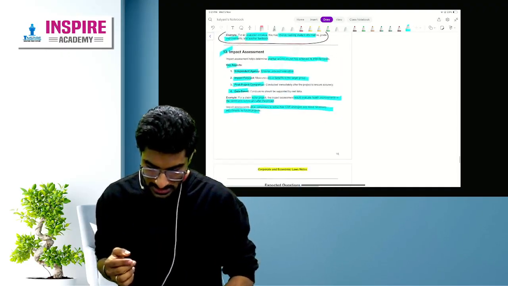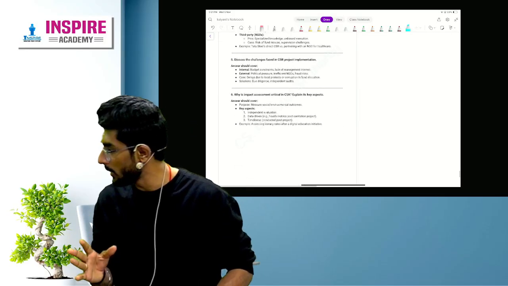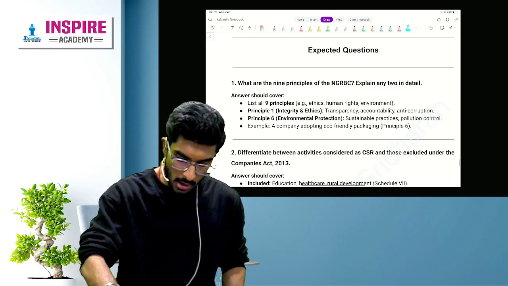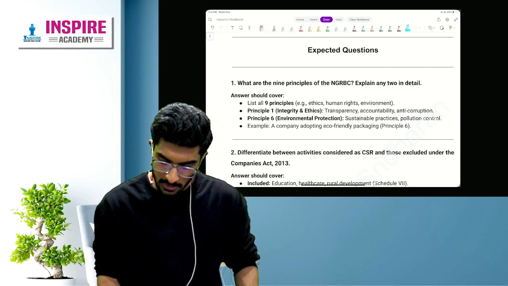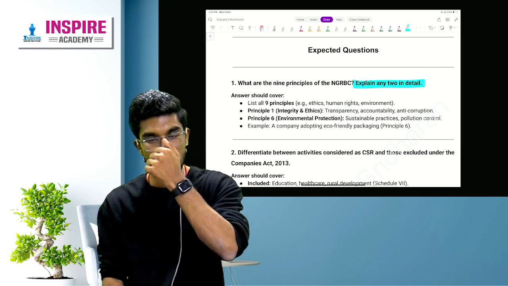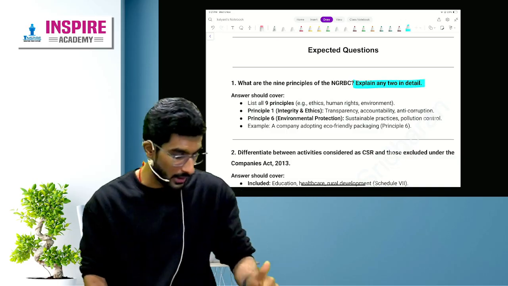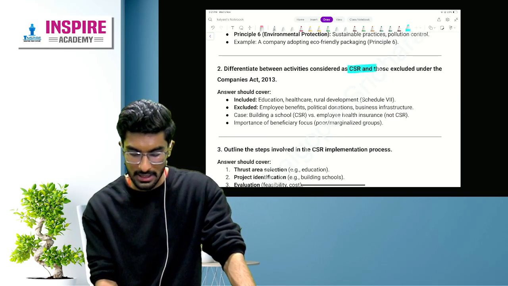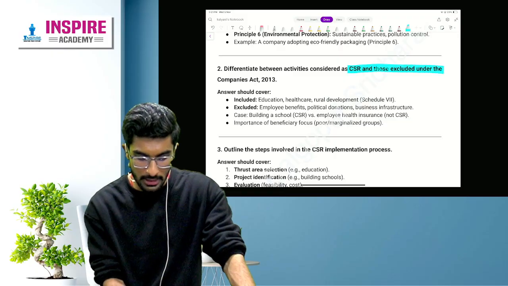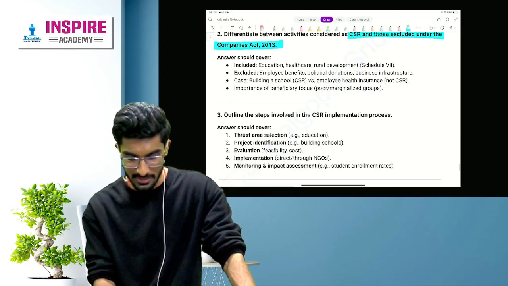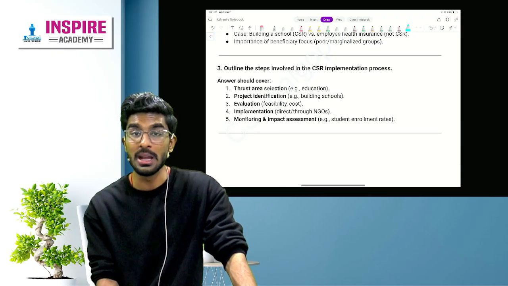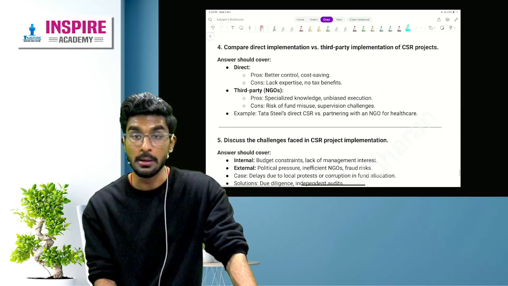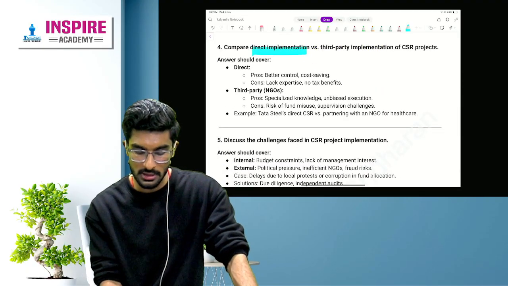Now let's look at the expected questions that might come in your exam. What are the 9 principles of NGRBC? Explain any 2 in detail. Such questions can definitely be asked in the exam. Next is differentiate between activities considered as CSR and those excluded under the Companies Act 2013. Very simple. Then outline the steps involved in the CSR implementation process. Next, compare direct implementation versus third party implementation.